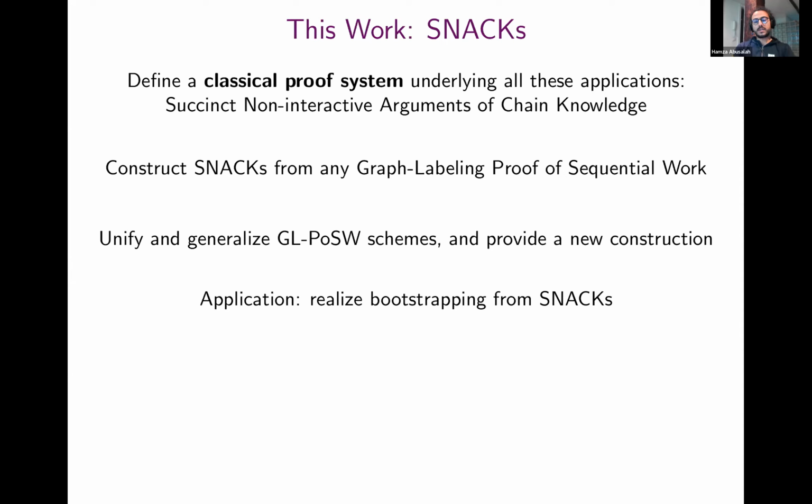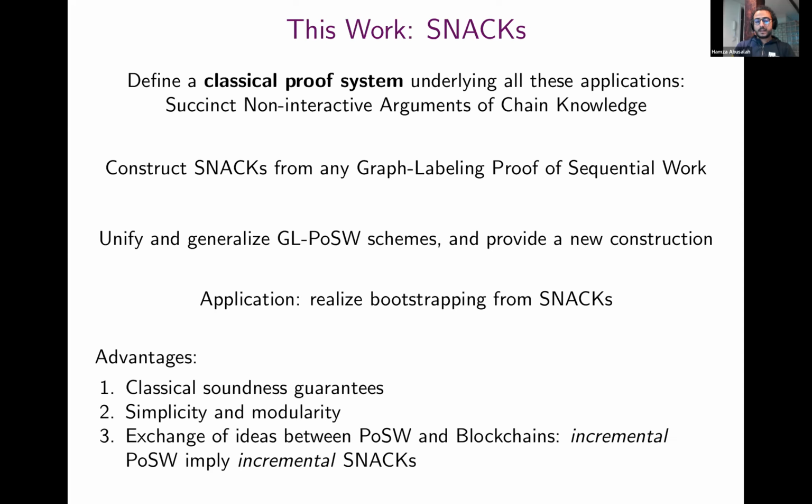And we then show how these SNACKs as a tool can be used to realize bootstrapping. The advantage of this work is that you have classical soundness guarantees, in the sense that if the verifier is reading a malicious proof, then it has meaningful, measurable guarantees that I will talk about in a bit. This is in contrast to the NIPoPoW and FlyClient protocols. Our protocol is simple, generic, and modular, and it allows for exchange of ideas from the area of proof of sequential work schemes and light client blockchains.